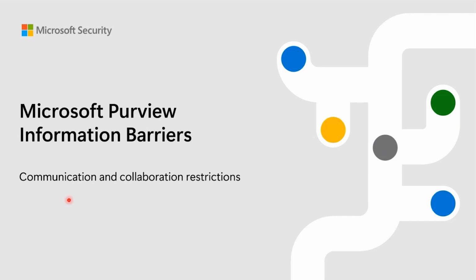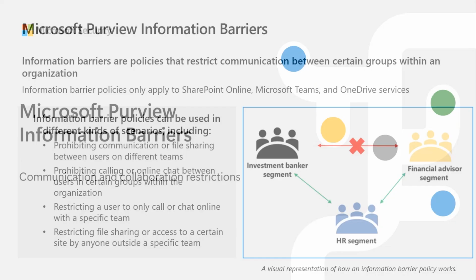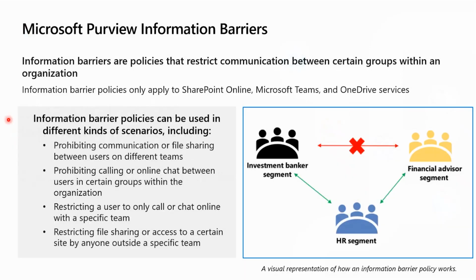All right, so let's take a look at Microsoft Purview information barriers. So this is what we call communication and collaboration restrictions. Now, this is a little bit different than before. It's not based on communication itself, what we say or how we write it. This is more on the information itself.